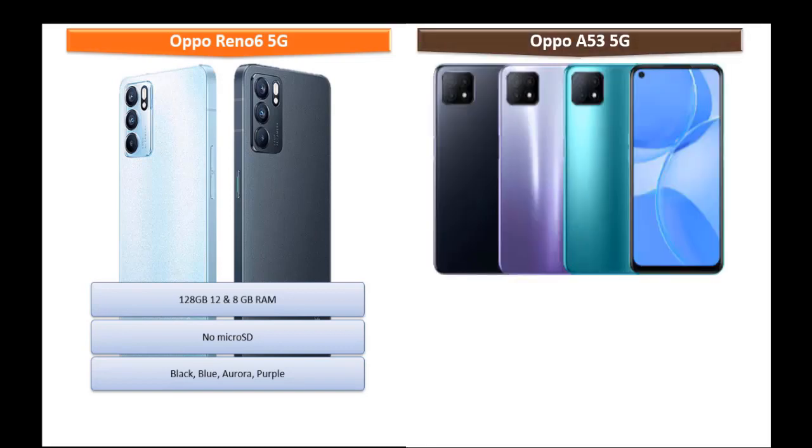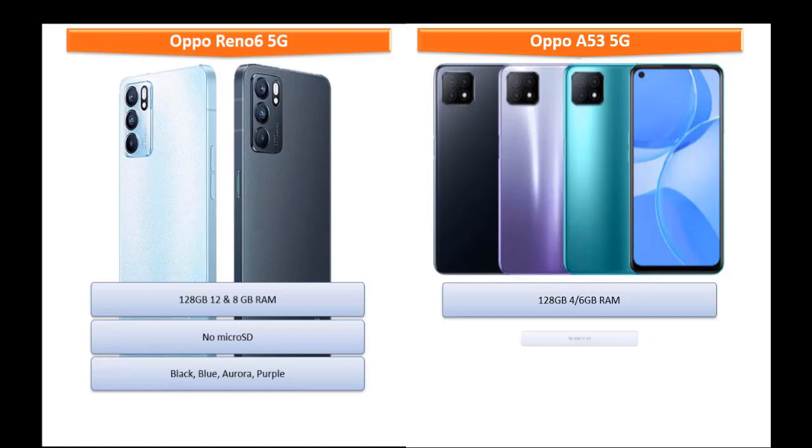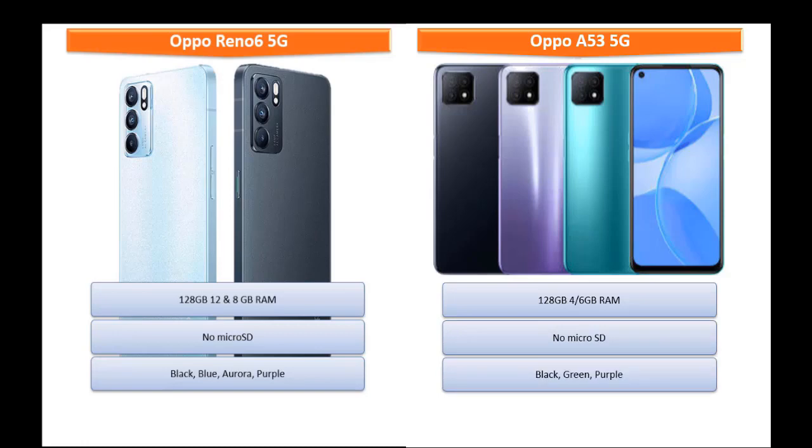Moving on to Oppo A53 5G, it is available in two variants of primary storage, that is 128GB with 4GB RAM and the other one is also 128GB but with 6GB RAM. But there is no micro SD support in this device. Friends, as far as the colors for this device are concerned, it is produced in black, green and purple colors.